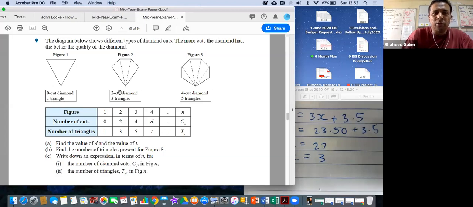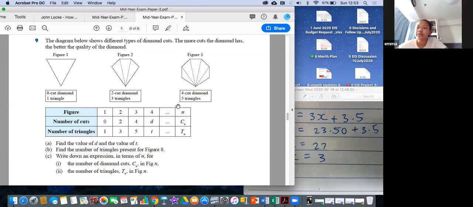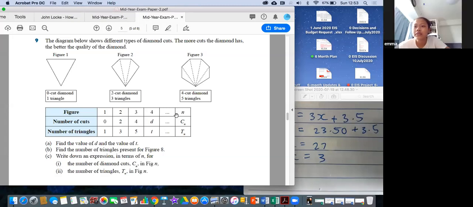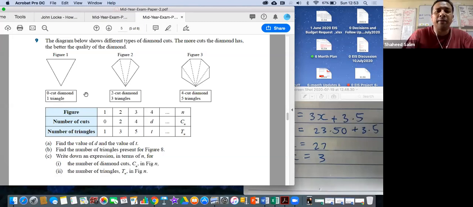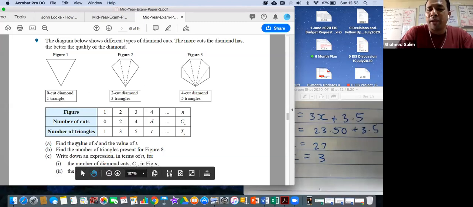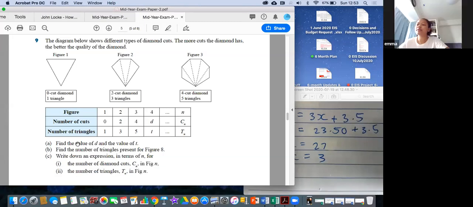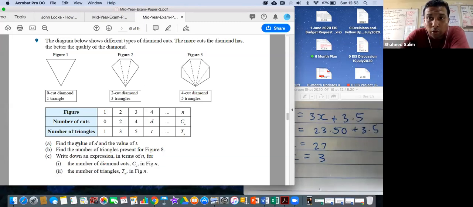0 is 1. 2 is 3. 4 is 5. What's the relationship between the cut and the triangles? Which one is always more? Triangle. Triangle is always more than the cut by 2 or 1? 1, yes. So if I tell you there are 25 triangles on this diamond, how many cuts are there? 24. Good, okay. So notice, I have not read the whole question, but I'm already looking for relationships.